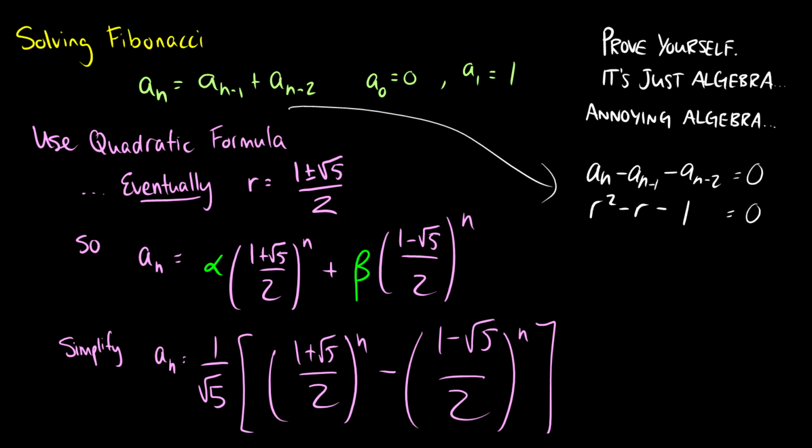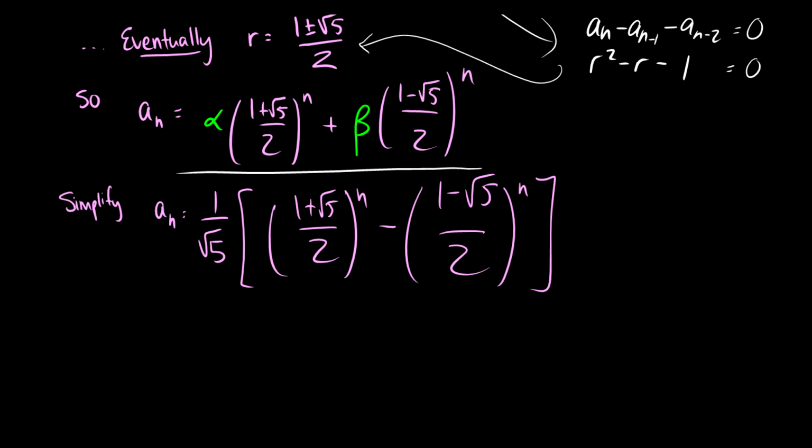Using the quadratic formula, we get that r is equal to (1 + root 5)/2 and (1 - root 5)/2. So then we get this form: alpha times ((1 + root 5)/2)^n plus beta times ((1 - root 5)/2)^n. And then when we solve for our coefficients using a_0 and a_1, we end up getting that a_n is equal to 1/root 5 times (((1 + root 5)/2)^n - ((1 - root 5)/2)^n). All this is algebra.